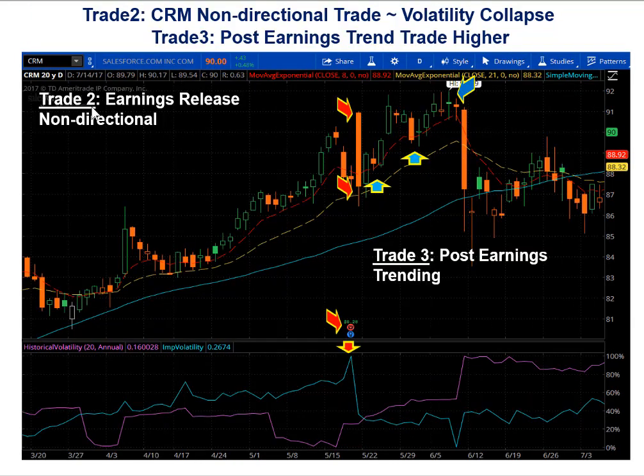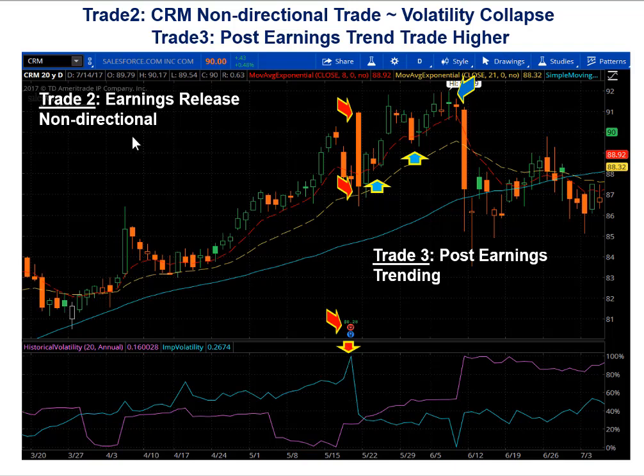Now the next cycle trade, trade 2, is the earnings release trade, which is non-directional. You want to be out of trade 1 before the earnings release, because you never really know what impact the earnings will have on the stock. You can see here that CRM had a fantastic trend up, and then it just cratered and had all this confusion after the earnings release. You can see the implied volatility collapsed as well.